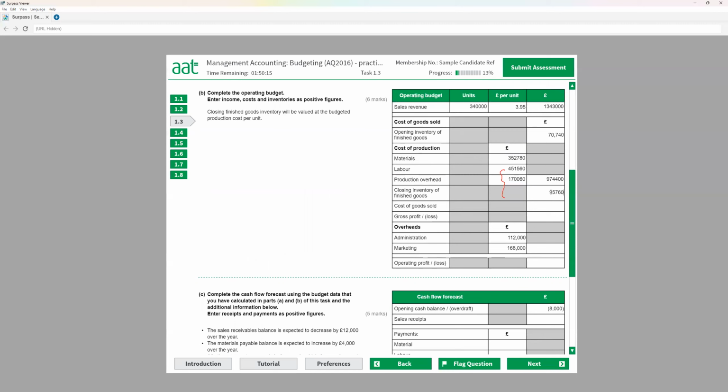So be very careful with that. First, I need to identify how much is the production cost per unit. Then we multiply with that closing inventory. Don't put the minus for the closing inventory because the question said to record everything as a positive figure. Now, cost of goods sold, we know how to do it. So opening inventory plus production less the closing.